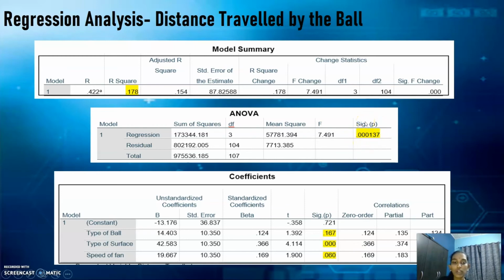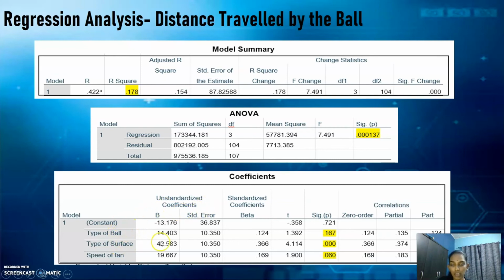Now let us move on to the third table, which is the coefficients table. The first two tables, the model summary and ANOVA, look at the independent variables as a set. The independent variables are taken as a group. But the coefficients table looks at each of the independent variables individually. They analyze whether each of the independent variables is significant or not.